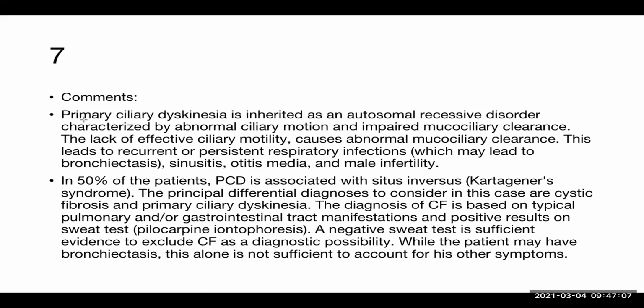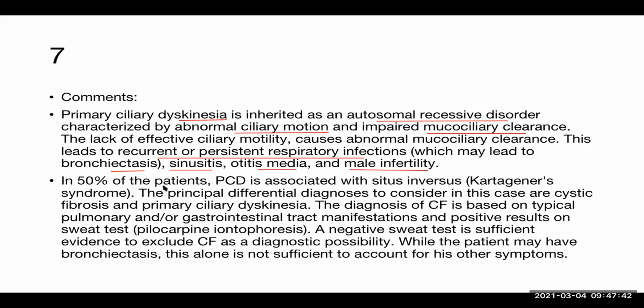Primary ciliary dyskinesia is inherited as an autosomal recessive disorder characterized by abnormal ciliary motion and impaired mucociliary clearance. The lack of effective ciliary motility or movement causes abnormal mucociliary clearance. This leads to recurrent respiratory infection, which may lead to bronchiectasis in the long run, sinusitis, otitis media, and even male infertility. Everything is explained by this one diagnosis here.